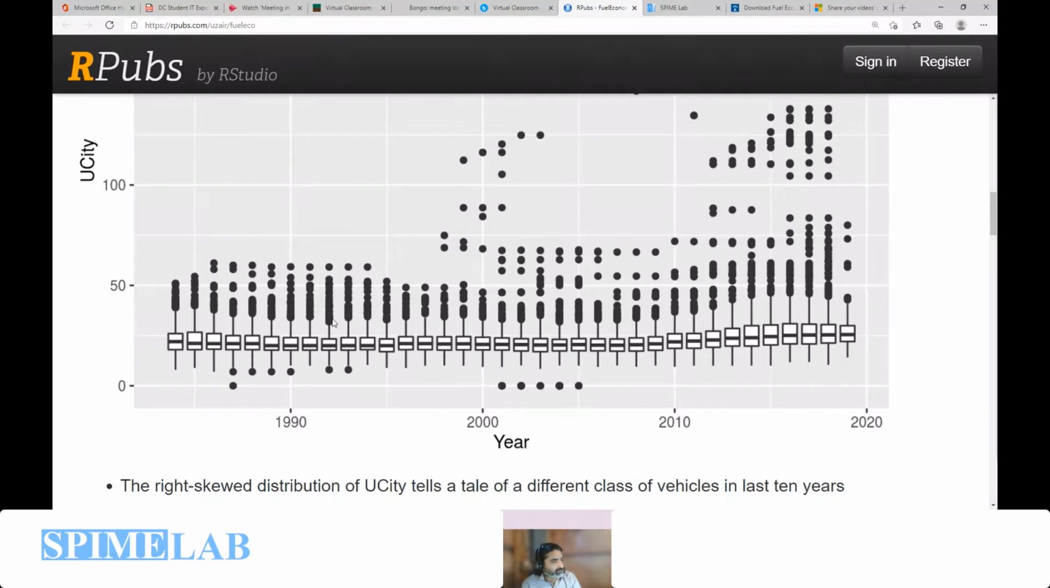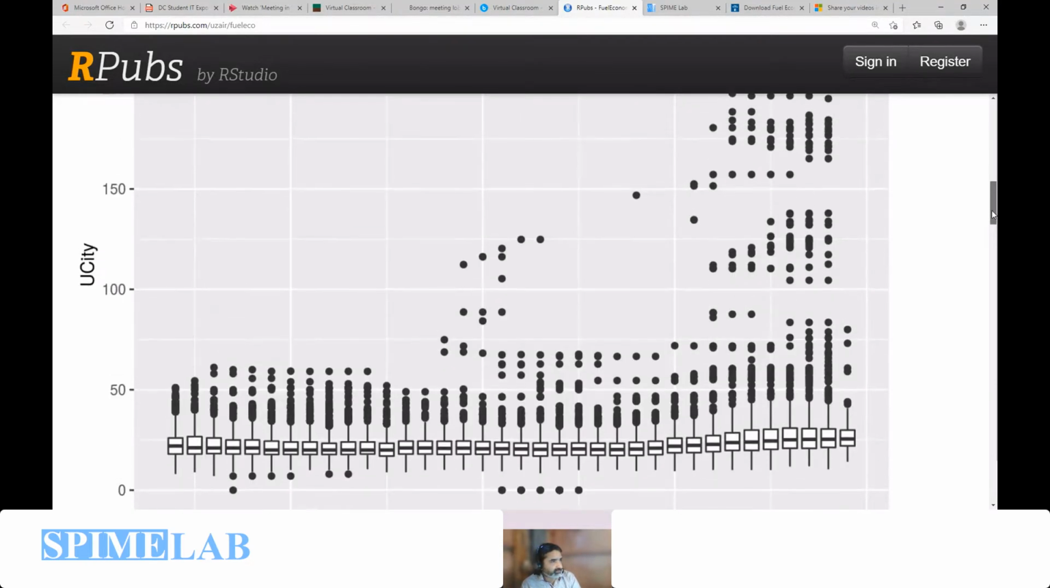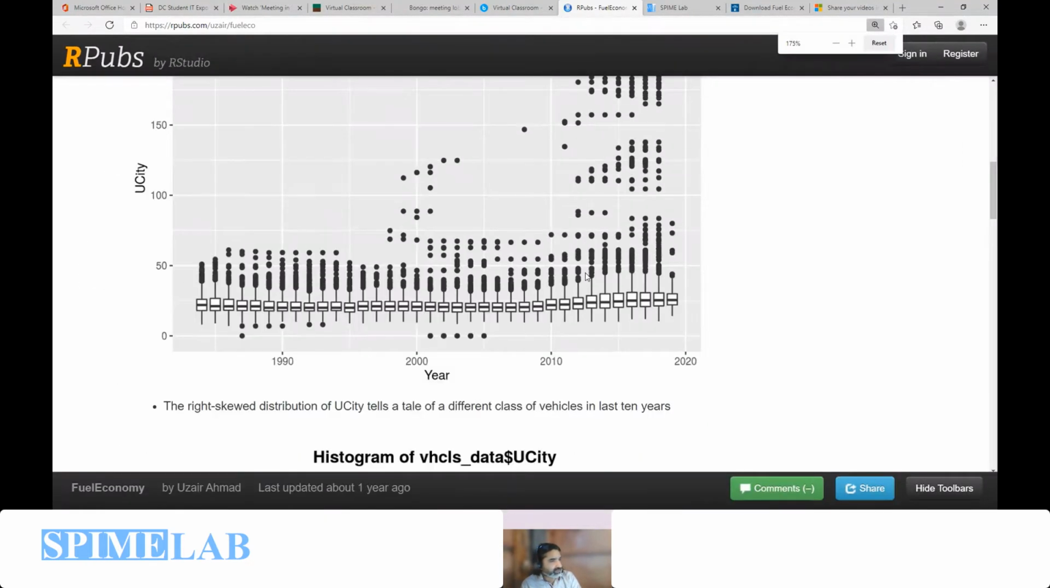All other points that we see as big dots above and below the box, these are the outliers. So we are here looking at individual years and the distribution of miles per gallon for all the 44,000 cars that we have in the data set. So here is a question. From this plot, what can we learn?